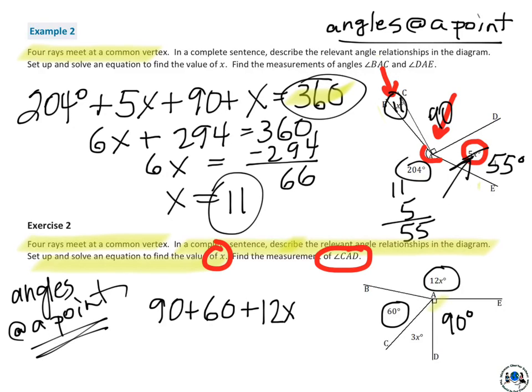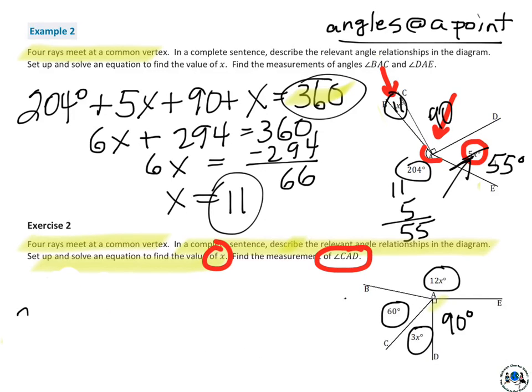We have 60 given to us, and then we have these two unknowns, 12x and 3x. All of that, of course, because we are talking about angles at a point, is going to equal 360 degrees. Let's get rid of all that and give myself some room here. Just rewrite all this, equals 360, on one line.